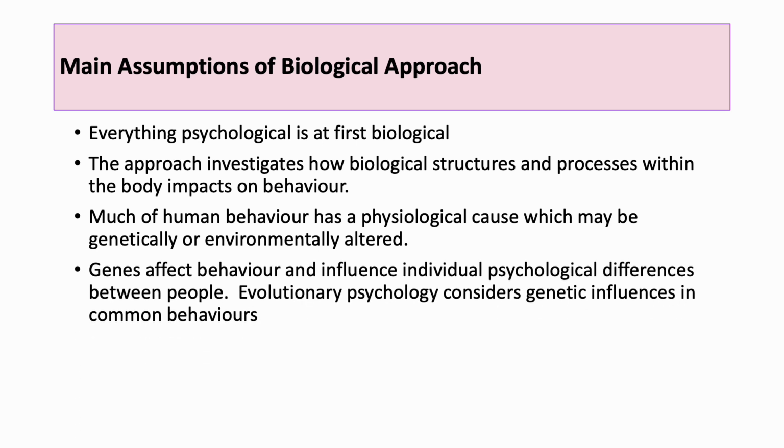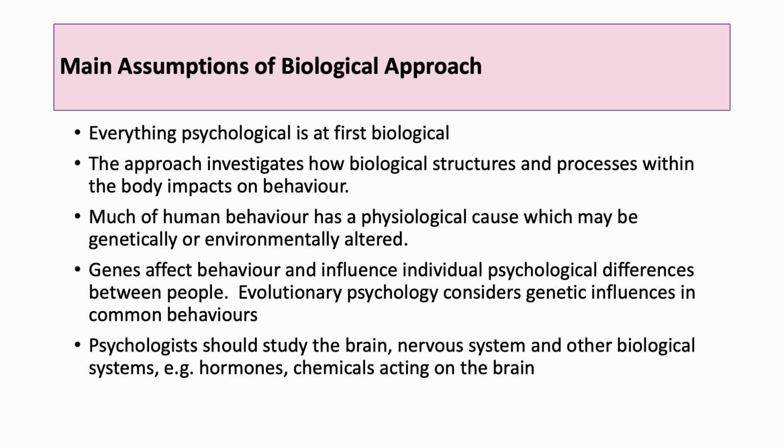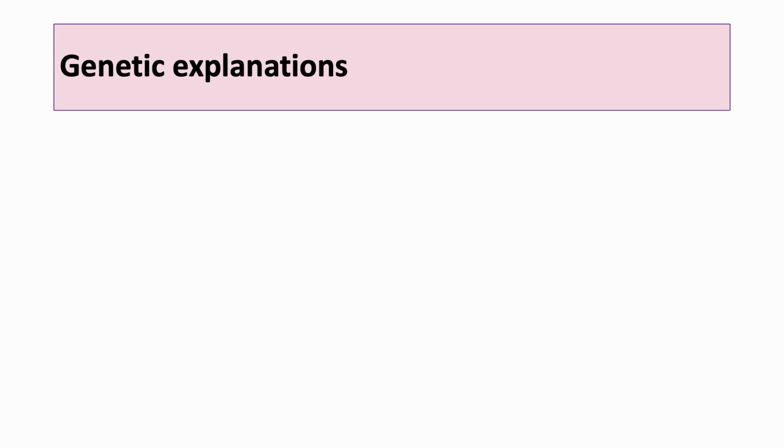the brain. So genes affect behaviour, and evolutionary psychology considers how genetics influence common behaviours, survival of the fittest, what behaviours get reproduced and passed on, and the nervous system as well as the brain, and also other systems within the body, so the endocrine system for your hormones. So moving on now to the genetic explanations of OCD.